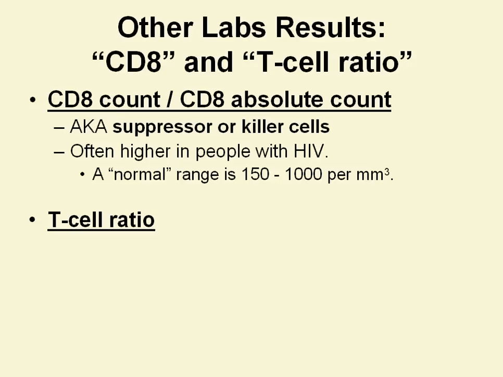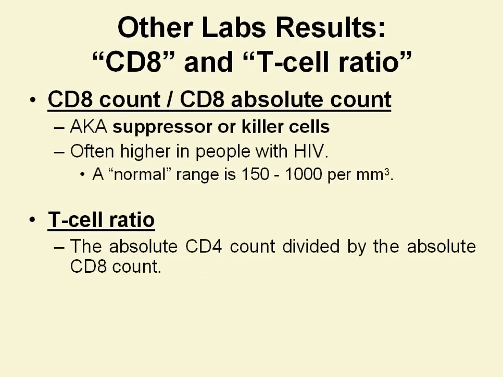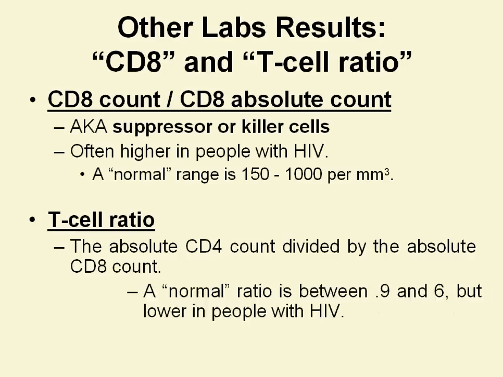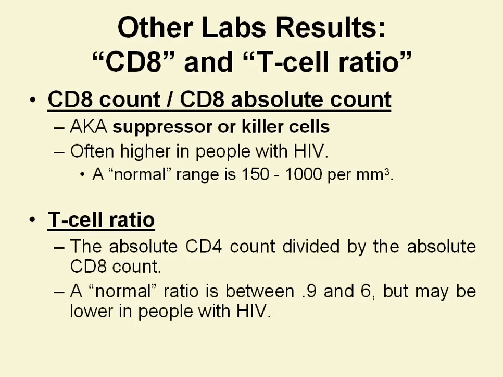We also might look at the T-cell ratio, and this is the absolute CD4 count divided by the absolute CD8 count. So we're sort of comparing these two crucial groups of immune system cells, and a normal ratio is between 0.9 to 6, but it might be lower in people with HIV. That's one of the things that we want to look at, but it doesn't have specific treatment recommendations. It's just one of these things that lets us know how the immune system is doing.